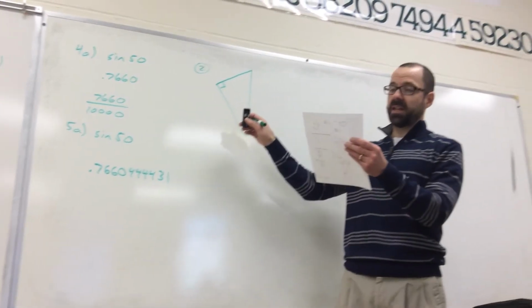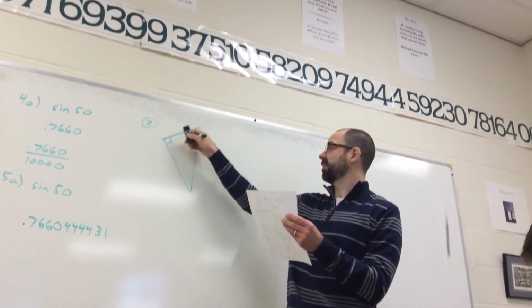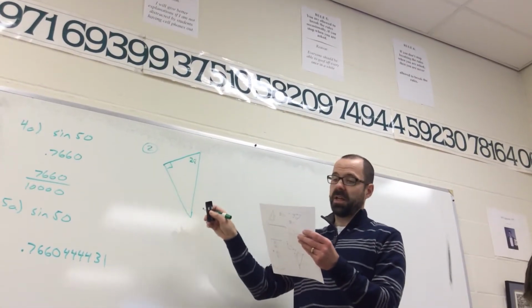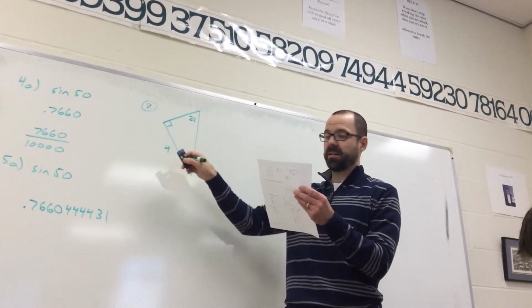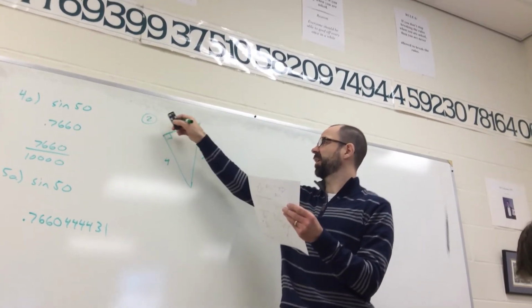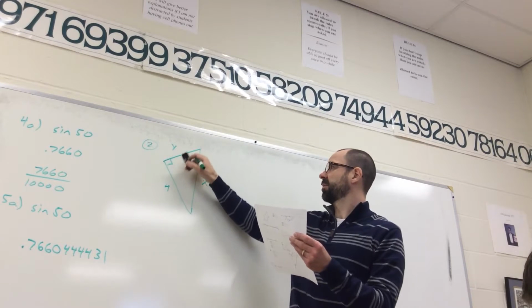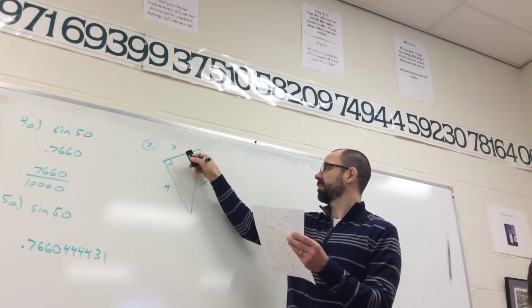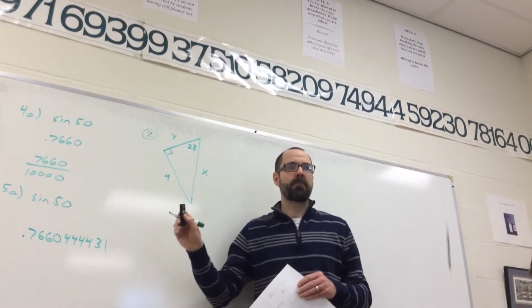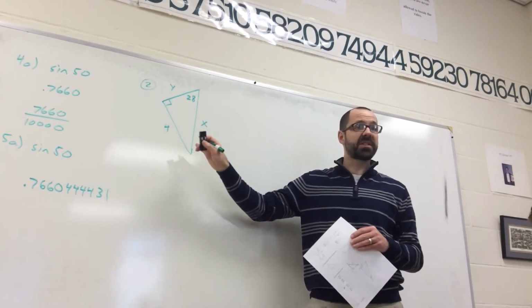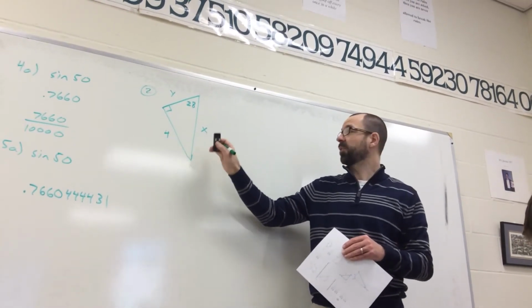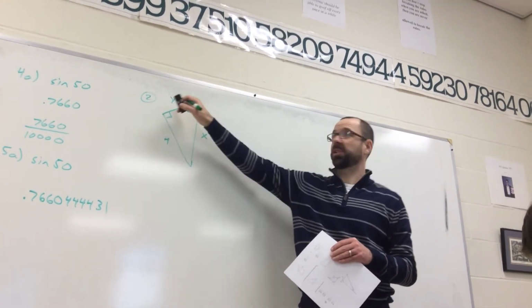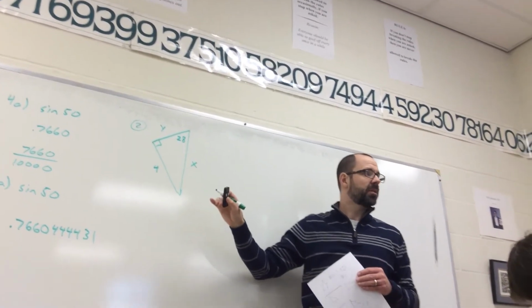All right, so this one has a 28-degree angle up here. And it's 4 on this side. And x is here, and y is here. Okay, so we have to find the missing sides. So what do you want to go for first? Do you want to go for x or do you want to go for y? It doesn't matter. All right, y.